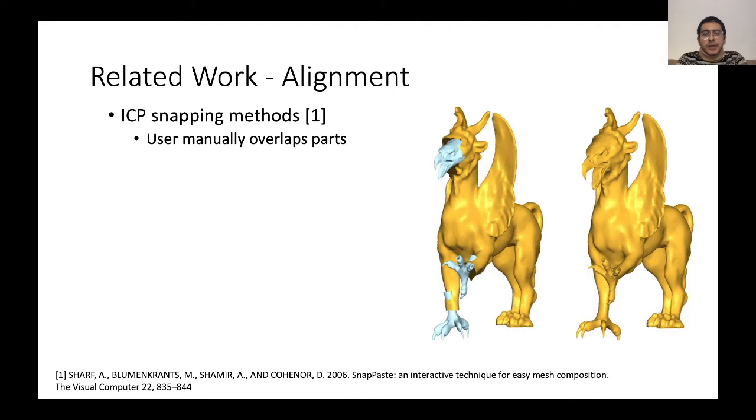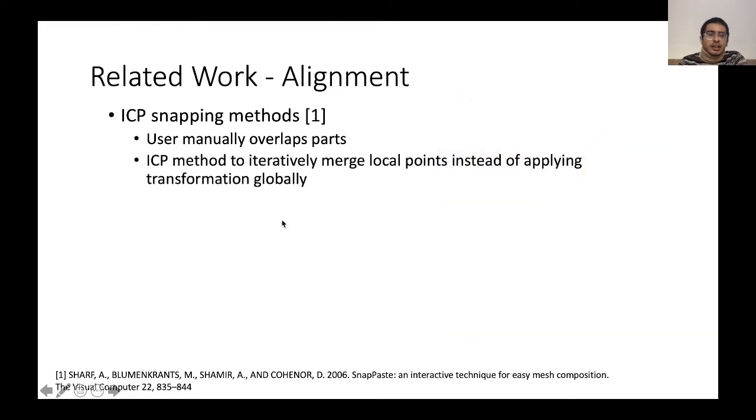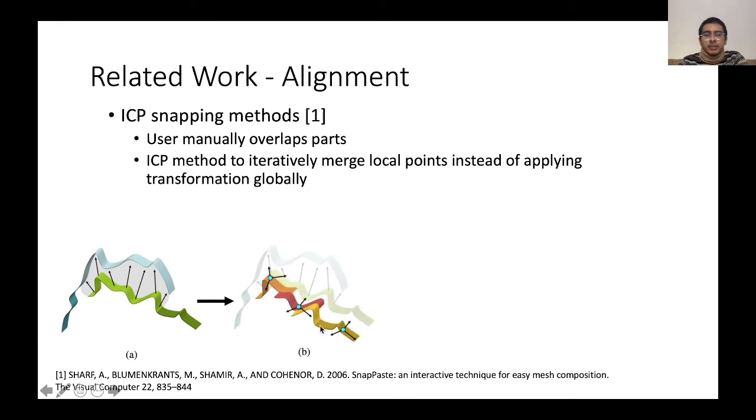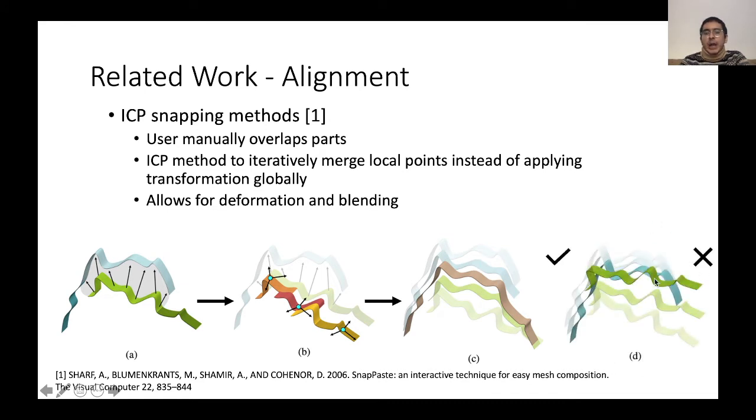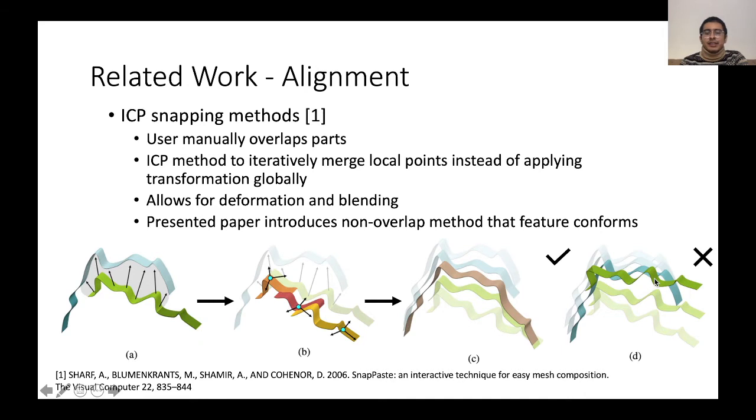So in this case, the user would manually specify which parts to overlap, such as the head over here or the two claws. And then afterwards, the ICP method would beautifully merge local points over here. It would take these points and apply the transformation locally instead of globally, like we learned in class. As a result, it would be deformed and blended together with the surface compared to a regular ICP method over here. However, once again, it doesn't really work for non-overlapping parts. So this is a limitation of this paper.